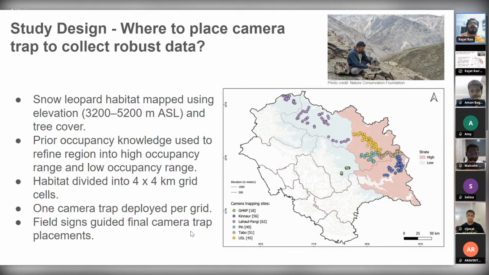Then we divided the habitat that we had divided as high and low into grids of 4 by 4 kilometers. Camera traps were deployed with one camera trap per grid. And the way the camera traps were deployed was based, again, on local knowledge and signs of scat and fur markings of the snow leopards that were available.